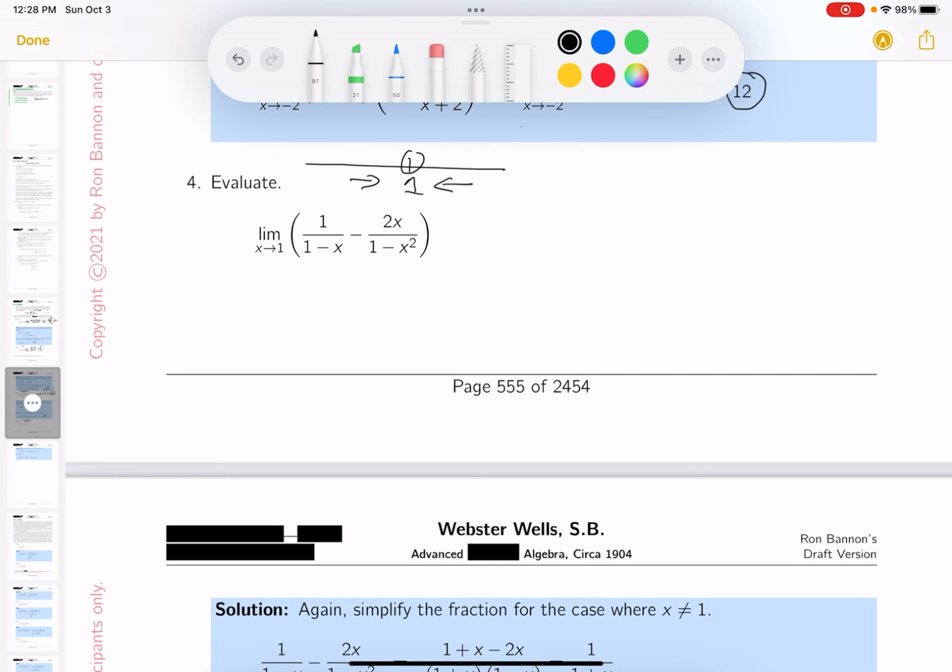So, if I get close to 1, I have divisions by 0, and that's bad news. So what I want to do is manipulate this. Limit as x gets close to 1.